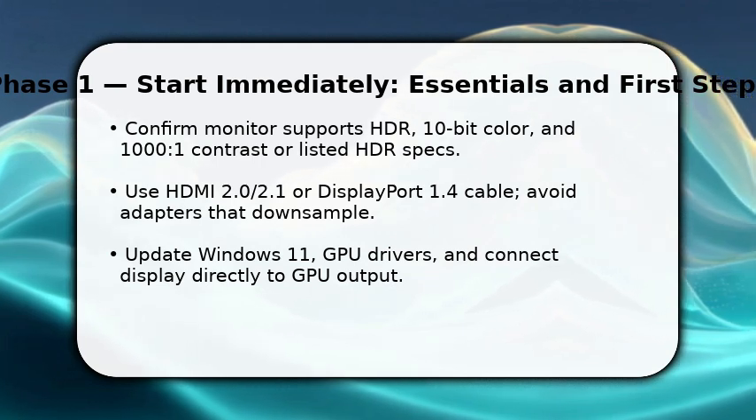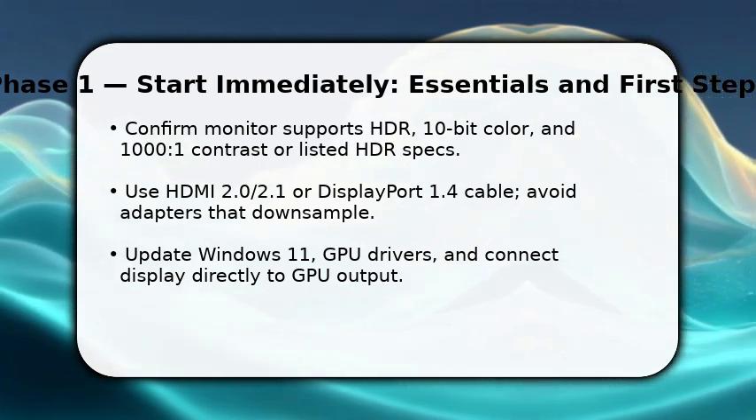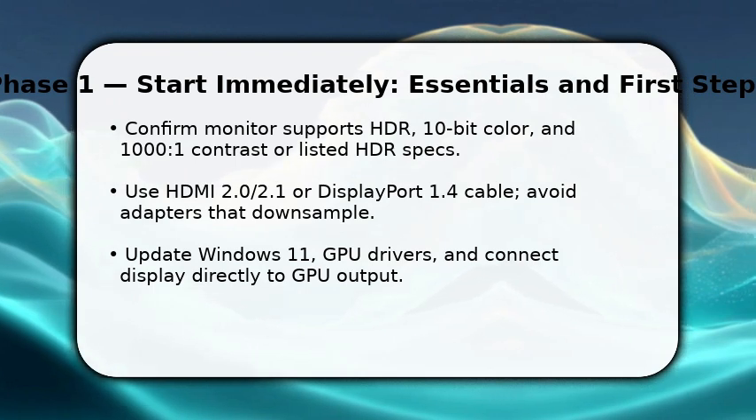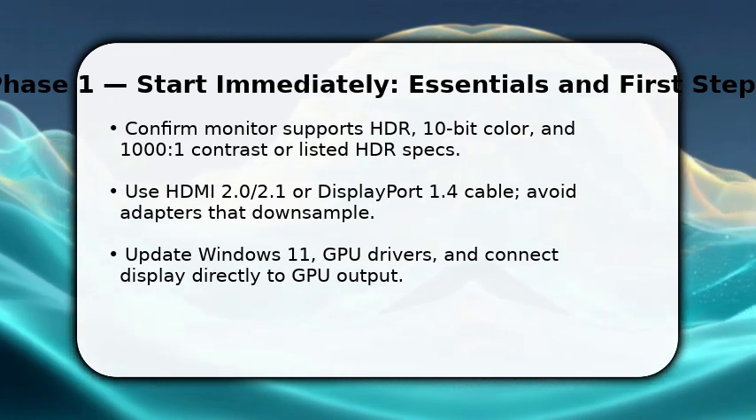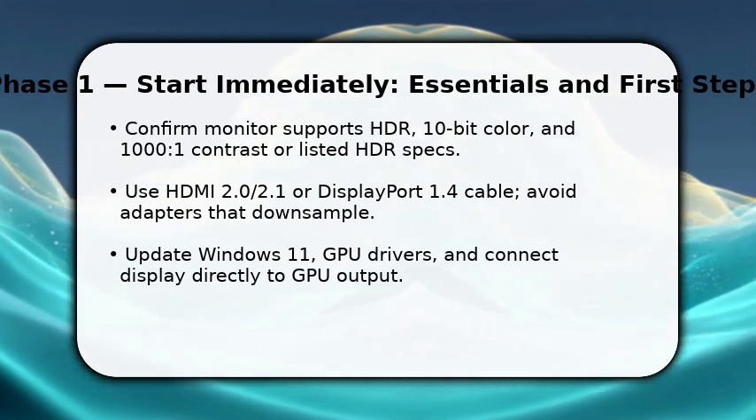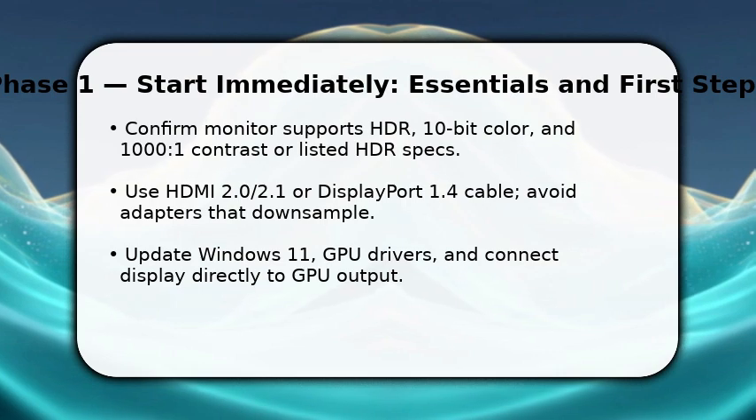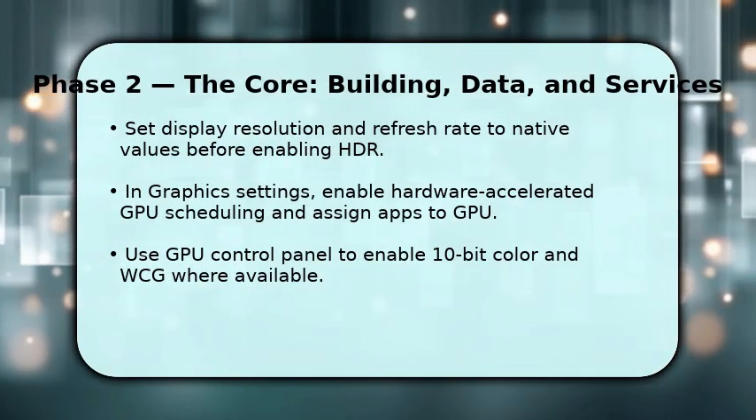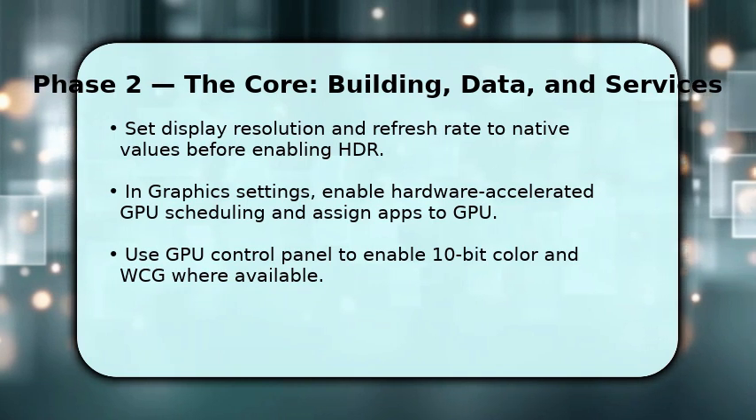Next, open Settings, System, Display, and toggle HDR on for the active display. This gets the system to advertise HDR capability to apps and the OS. Once HDR is enabled, you calibrate the pipeline. Set the native resolution and refresh rate because HDR can be disabled at unsupported modes.